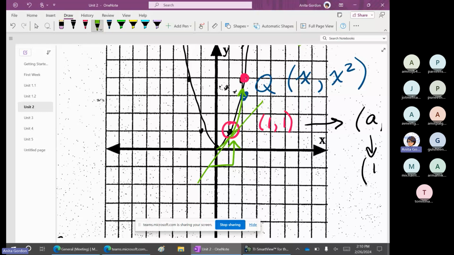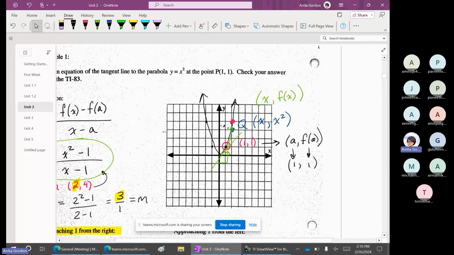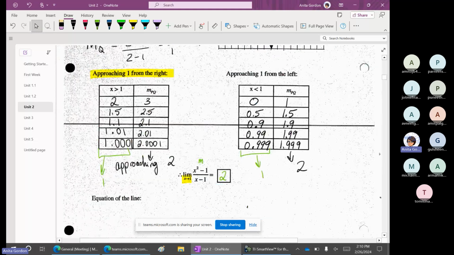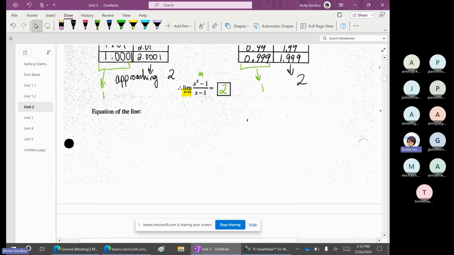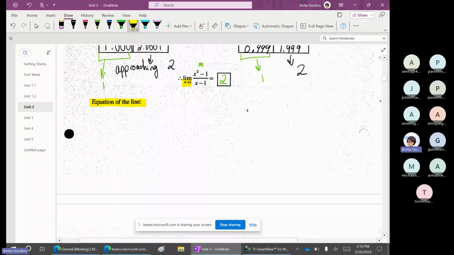Any other questions? Okay. So I want you to try, oh, sorry, the equation of the line. We now know the slope, m equals x squared minus 1 over x minus 1. And we know based on the limit that we just did that the answer is 2. I'm going to rearrange this into point slope form.